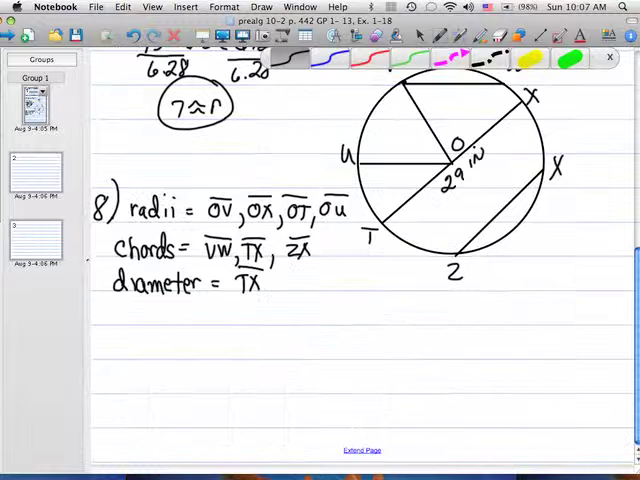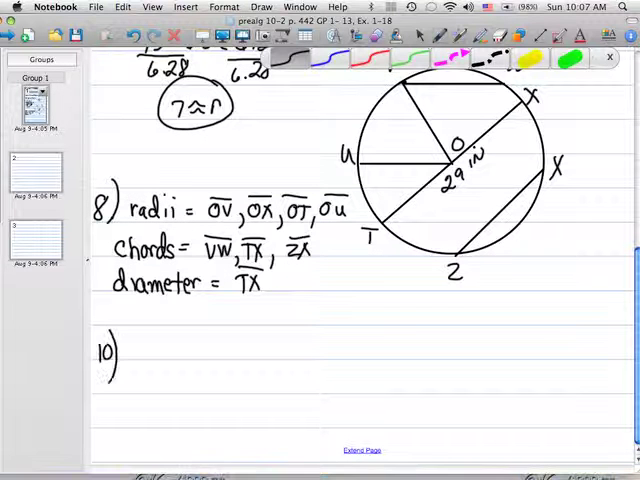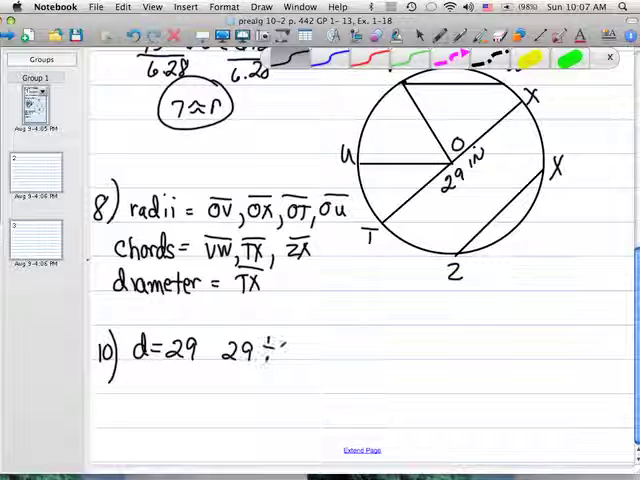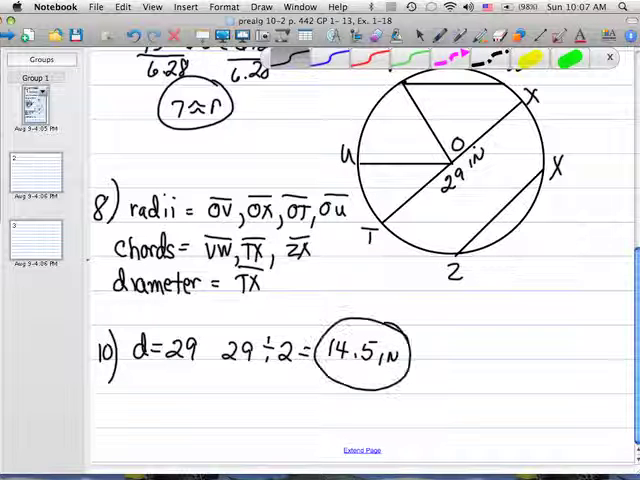Problem number 10, find the radius. Well, they gave us 29 is the diameter. So take 29 and divide it by 2, and that would give us 14.5 inches is our radius.